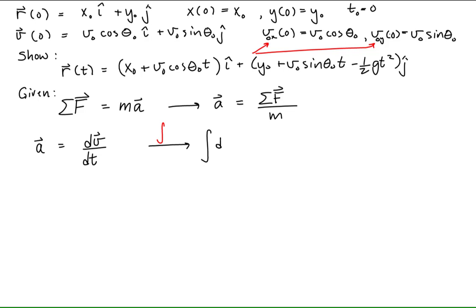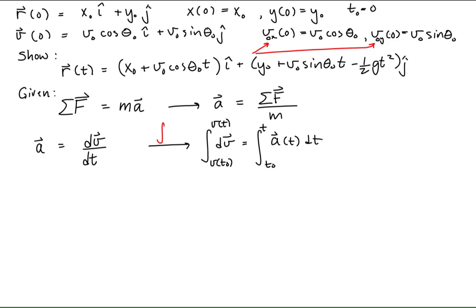So this becomes the integral of the velocity differential from some initial velocity is equal to the integral from some initial time to some final time of the object's acceleration with respect to time.